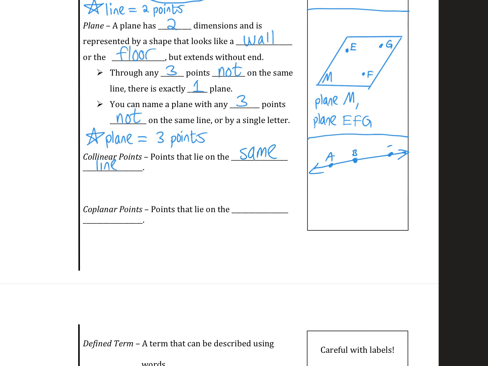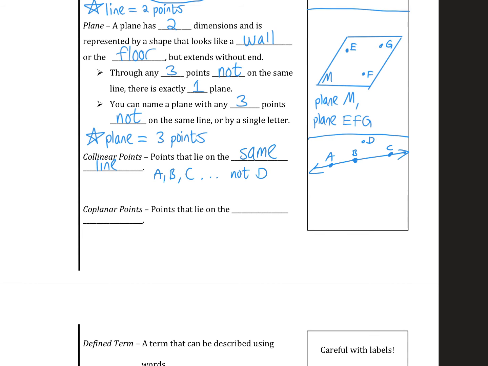A, B, C, and then we have D up here. The lines that are collinear are which ones? Well, A, B, and C are on the line, but not D. So A, B, and C are collinear, and D is not.